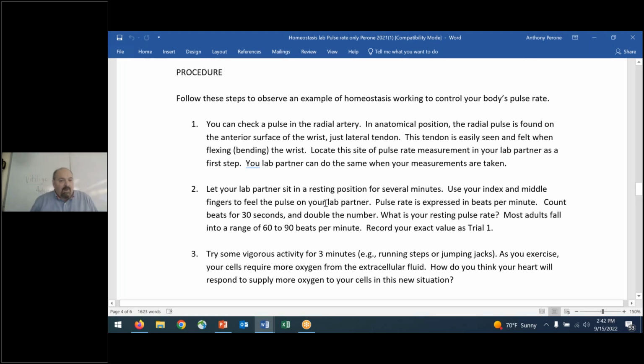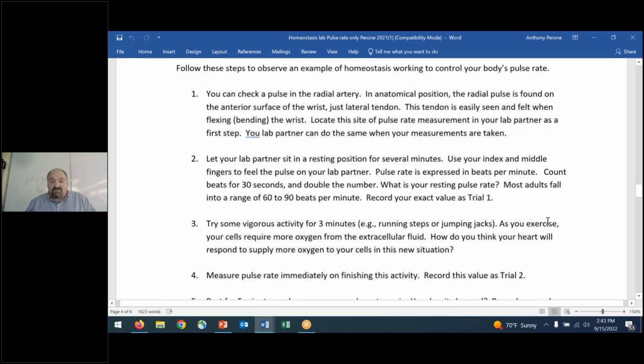Number 2, let your lab partner sit in a resting position for several minutes. I'd say maybe about 5 minutes. Just let them sit, and then you're going to take the pulse. Pulse rate is expressed in beats per minute, like I said. So if you count the beats for 30 seconds on some type of device, you just multiply it by 2, and you've got the pulse rate in beats per minute. You'll see here that most adults fall into the range of between 60 and 90 beats per minute. That value is going to go where it says trial 1. See that? Trial 1 on the next page, on page 5.